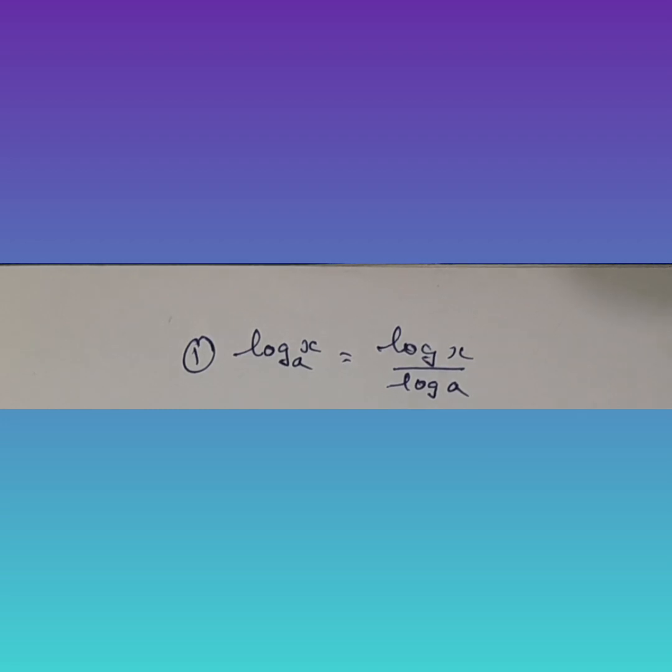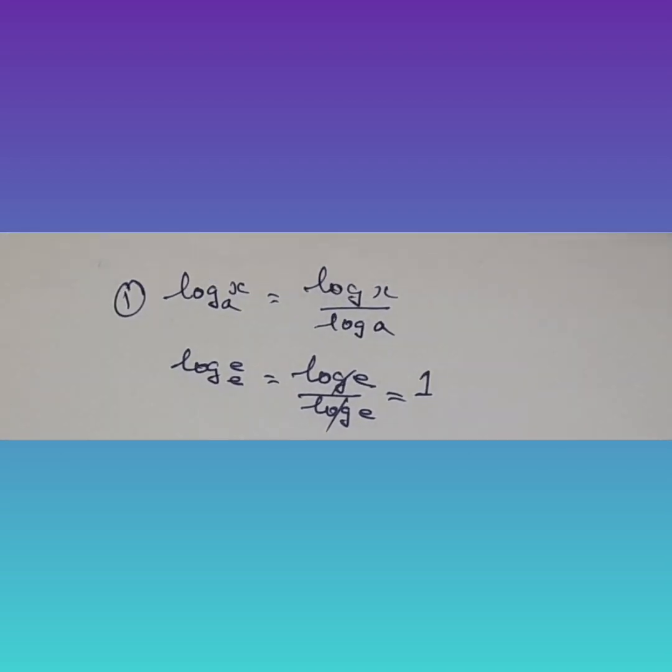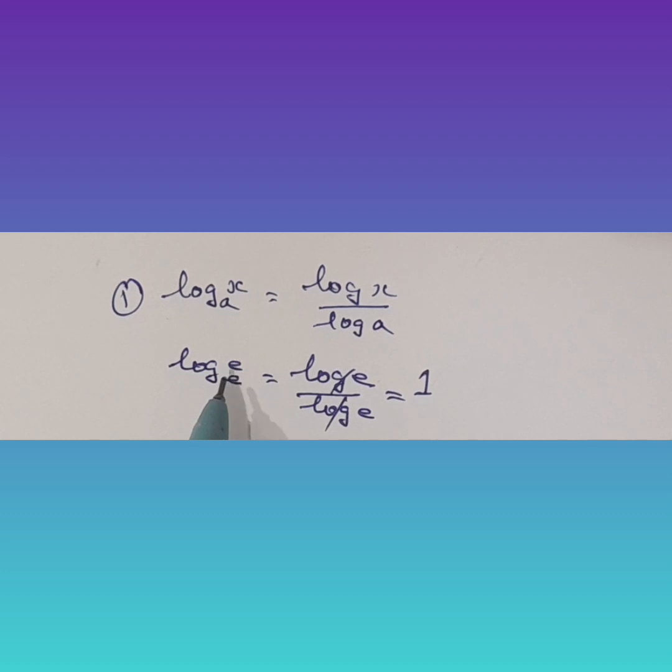Now, if I say log e to the base e, what does it mean? That means it is log e divided by log e, which would be equal to 1. So that is one thing which you have got to keep in mind. Whenever you get log e to the base e, that would always be 1.